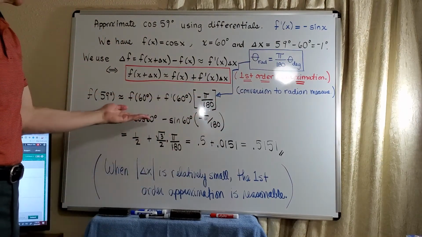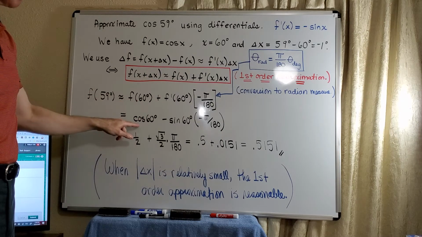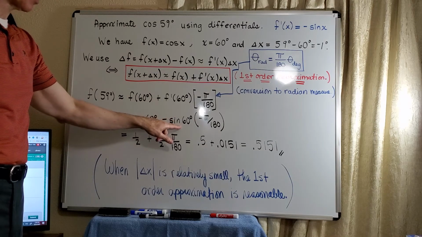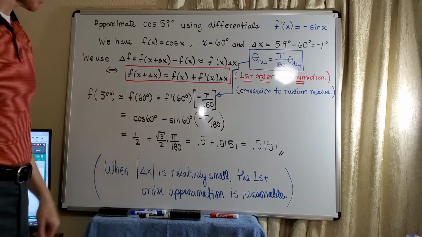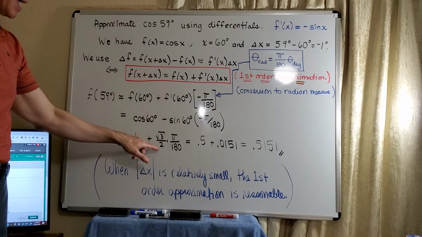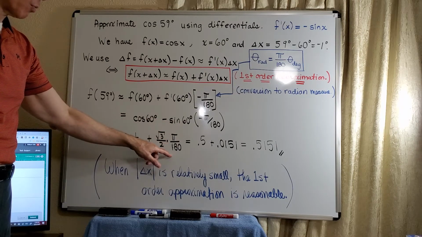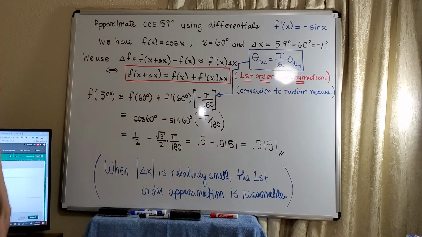And so now we can move to the actual definition of f and f prime. So we get cosine of 60 degrees minus sine of 60 degrees times the -pi over 180. Of course, the negatives absorb, and we have 1/2, which is the cosine of 60 degrees, and sine of 60 degrees is √3/2 times the pi over 180. So this gives us an exact approximation to the first order.